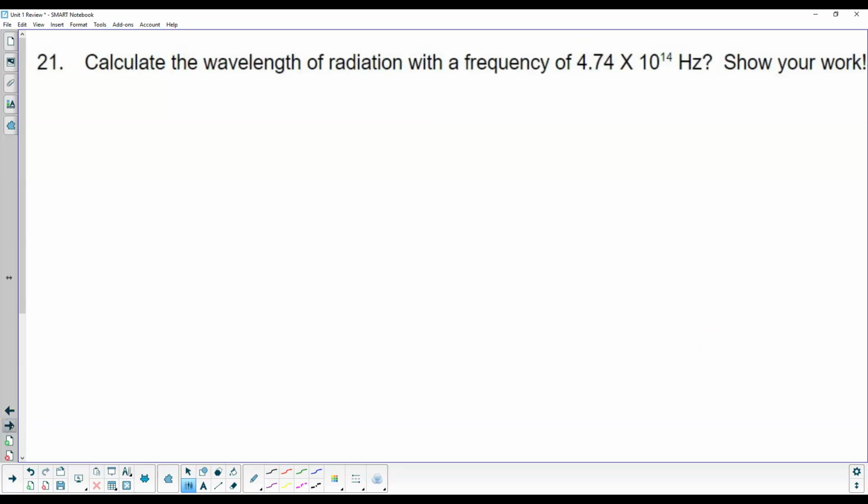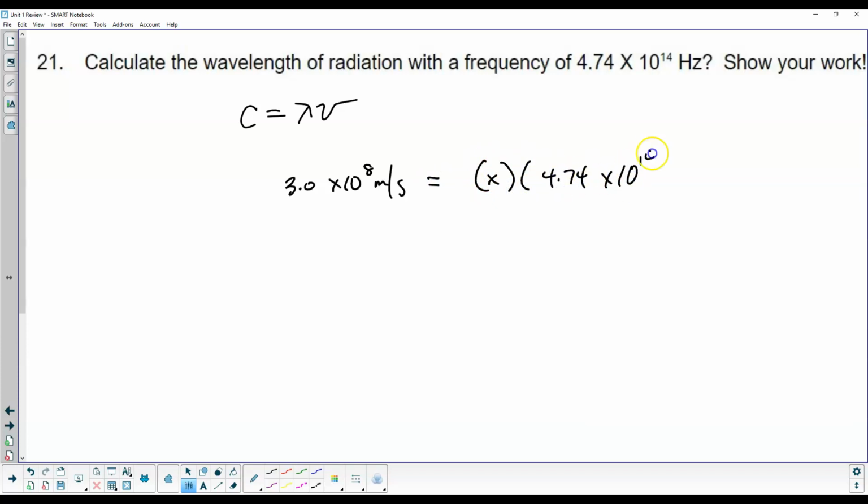Okay, very similar, except this time we're looking for the wavelength. Same thing though: c equals lambda nu. c is always 3 times 10 to the 8th meters per second. This time we don't know the wavelength. Frequency is 4.74 times 10 to the 14th hertz, or per second. I'm going to divide by 4.74 times 10 to the 14th per second. The per second goes away, which leaves me with meters, which is good. That is a wavelength. I enter this in my calculator.